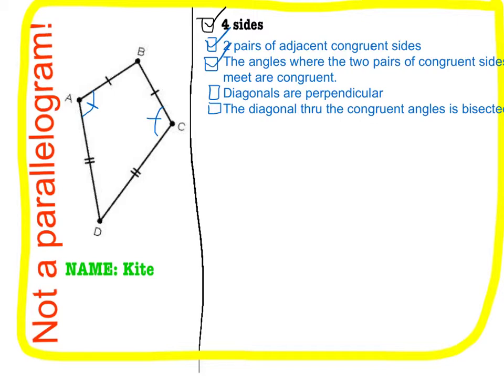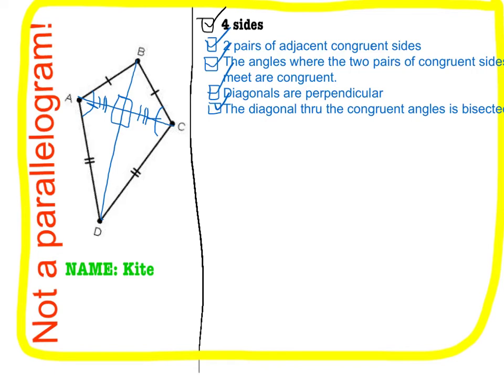The diagonals are perpendicular. They're not drawn in, so let's go ahead and draw those. That's connecting DB and AC. Those are perpendicular all the way around. And last but not least, and this one's a little tricky, the diagonal through the congruent angles is bisected. So this diagonal right here, I'll have to do 3 hash marks, is cut in half. Obviously, this diagonal is not cut in half. And those are the criteria of what makes a kite a kite.